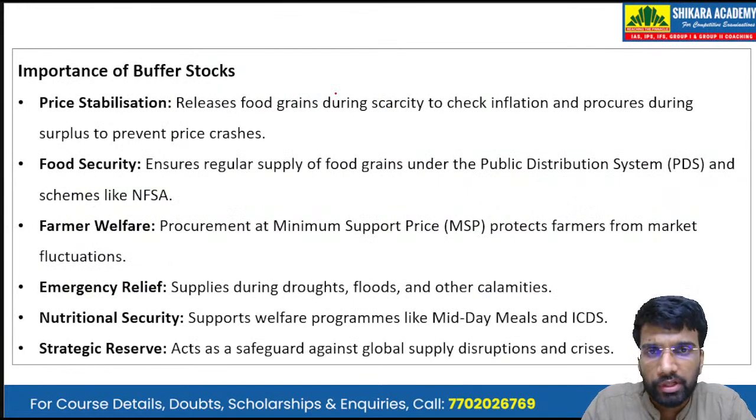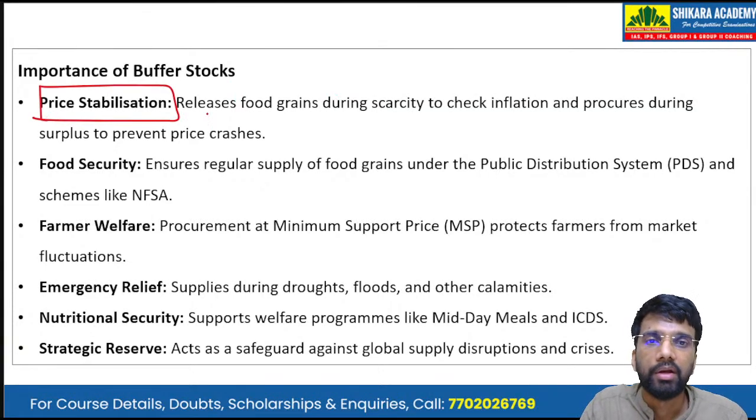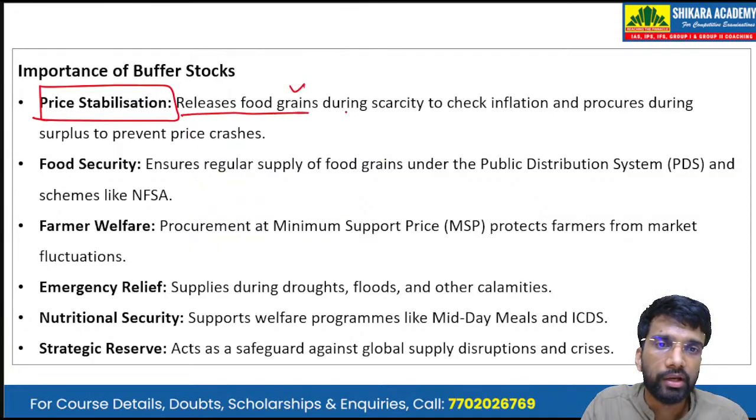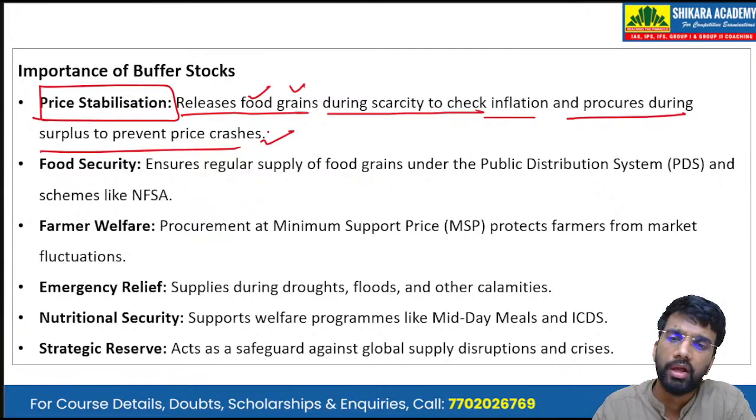Now, what is the importance of these buffer stocks? Why do we store the buffer stocks? First is price stabilization. It releases food grains during scarcity. So, the Food Corporation of India releases the food grains during scarcity to check inflation and procures during the surplus to prevent price crashes.